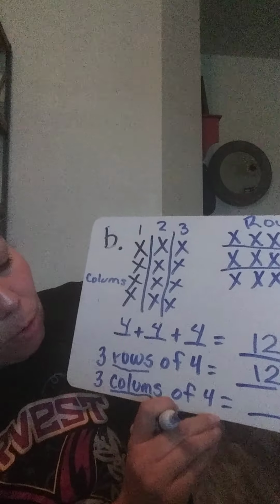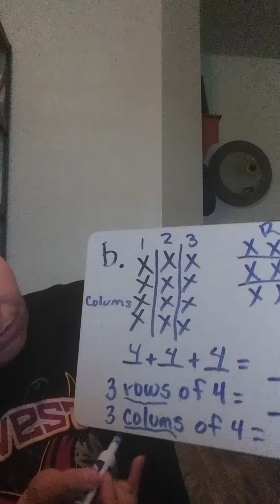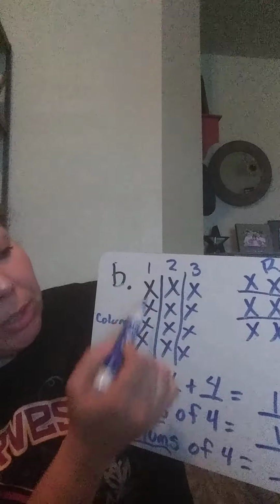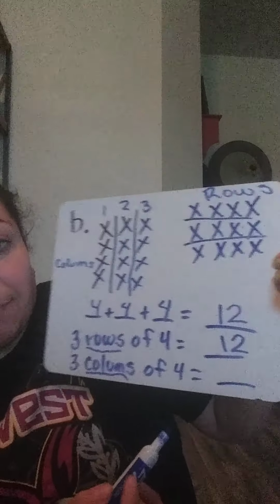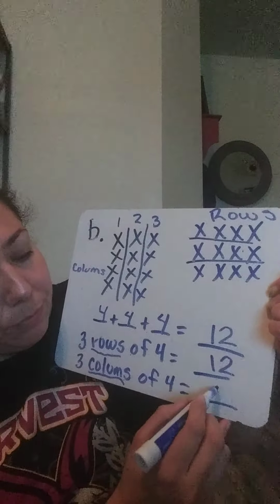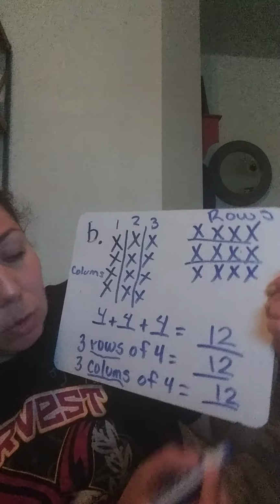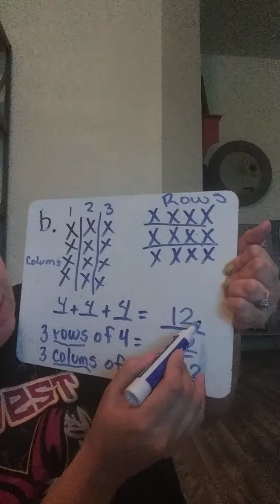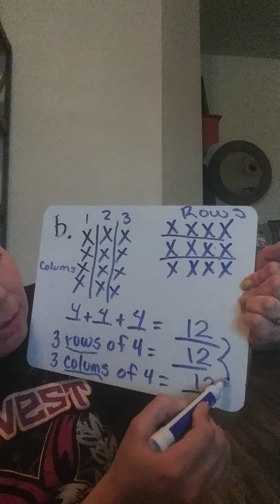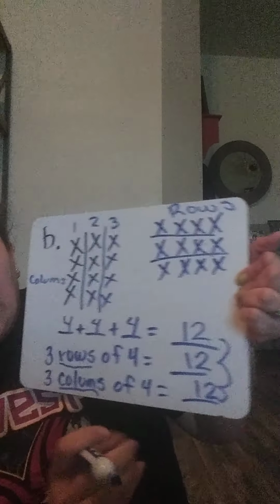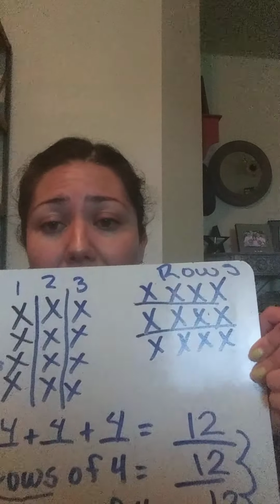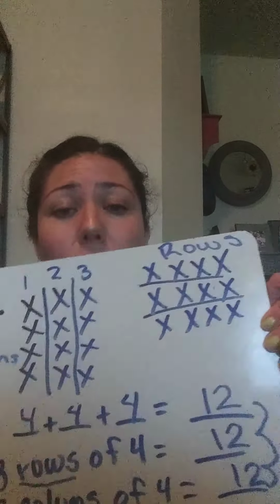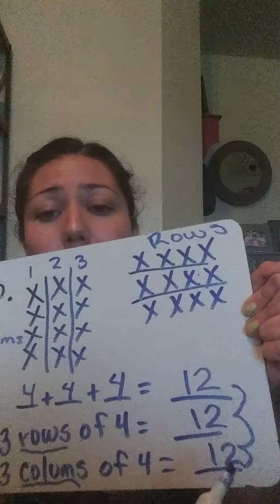Three columns of 4 equals, how many is 3 columns of 4? Equals what? 12. Remember guys, these numbers all need to match together. If they don't match, we need to go back and check our answer, okay? Let's go back and check the answer if my problem does not work.